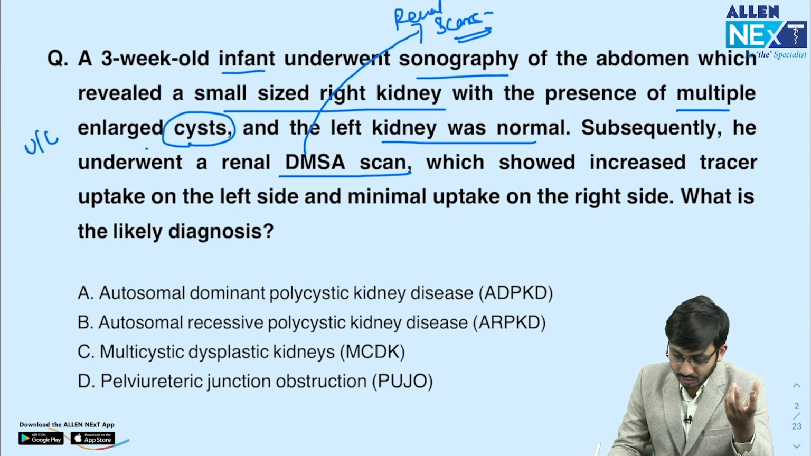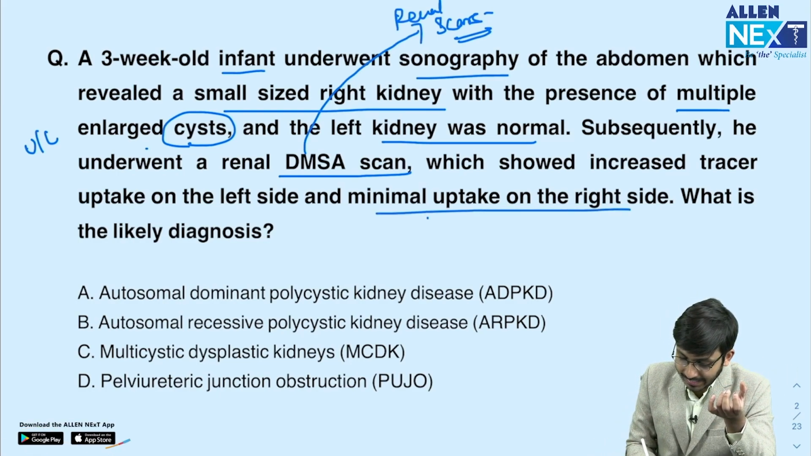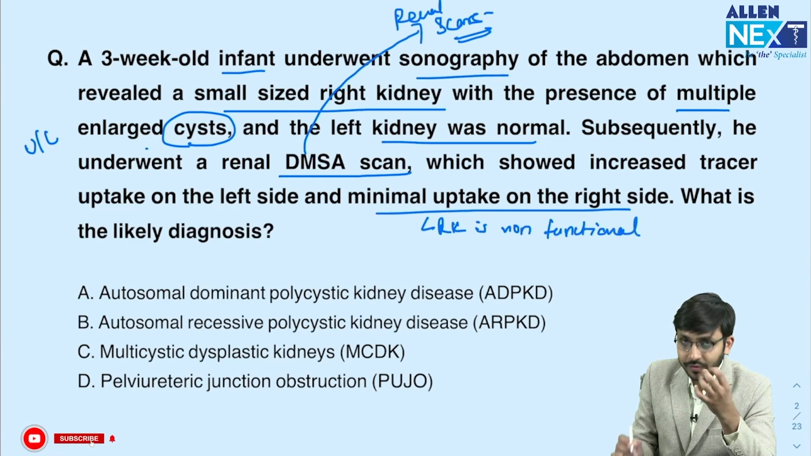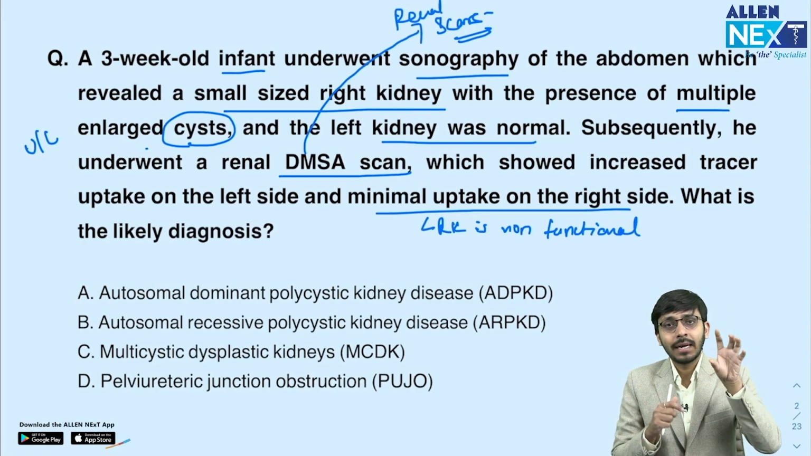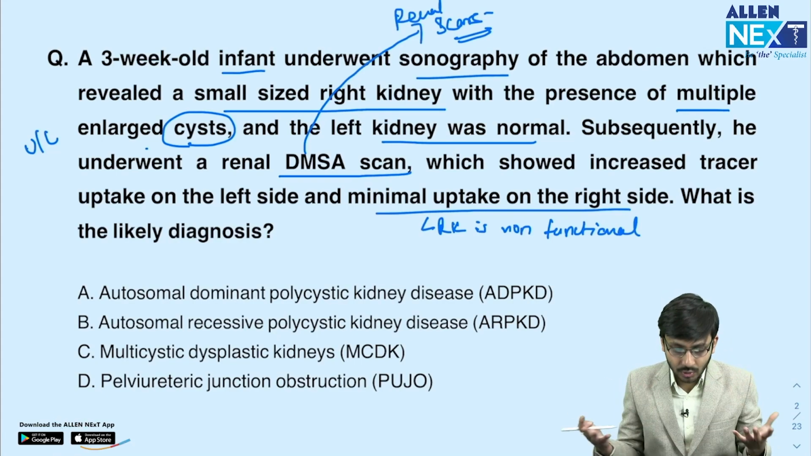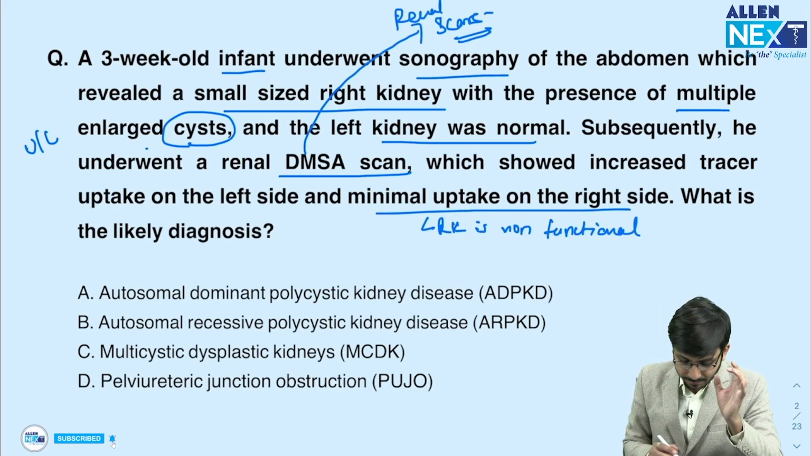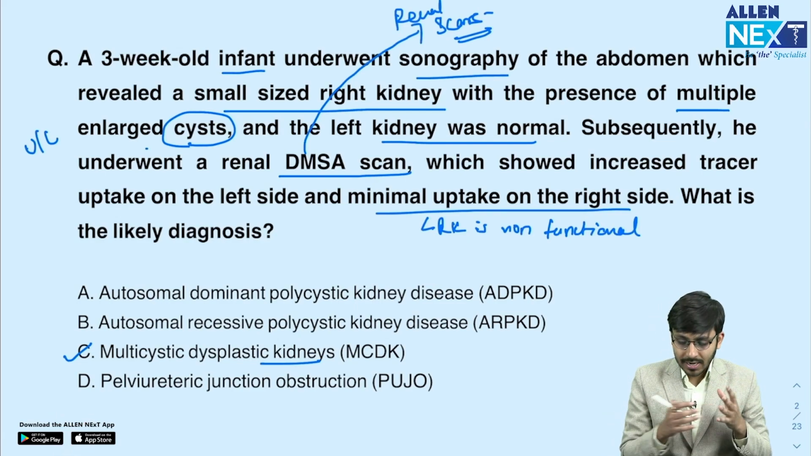And what did it show? It showed increased tracer uptake on the left side and minimal uptake on the right side. So it means that the right kidney is non-functional. So we have a unilateral non-functioning right kidney with multiple cysts within it in a 3-week-old neonate. So what will be the answer to this question? The answer here would be a multicystic dysplastic kidney, because it is favoring the age.